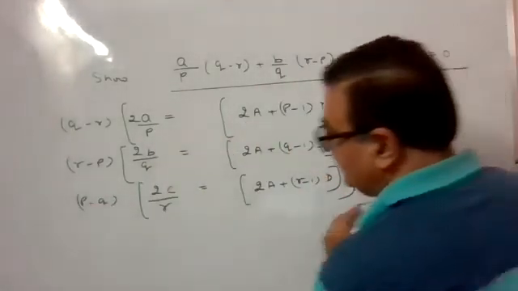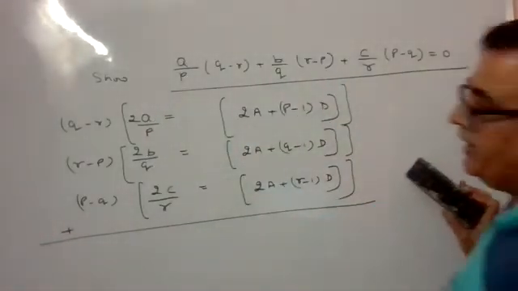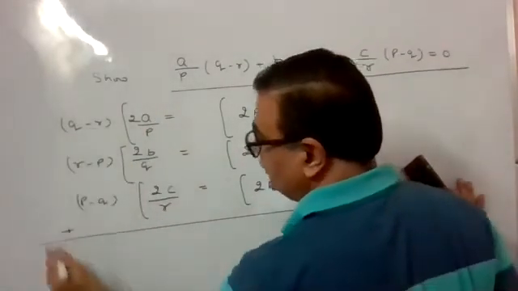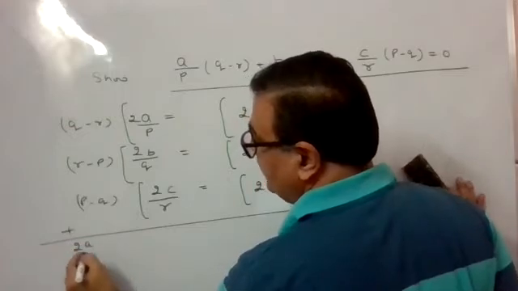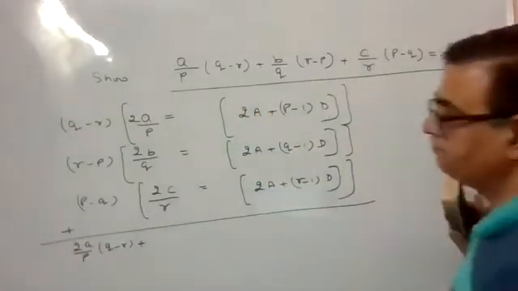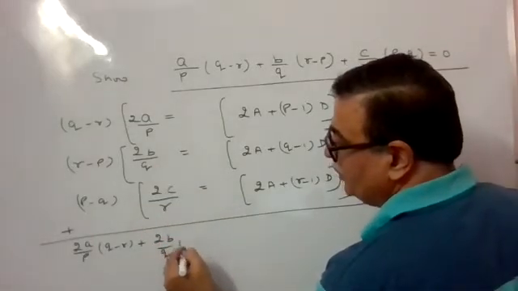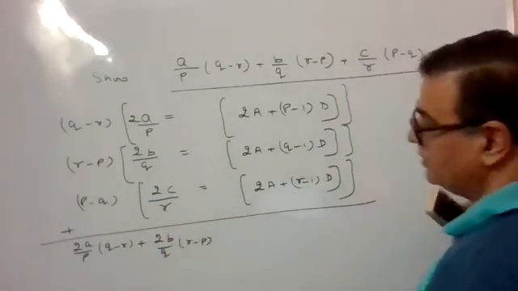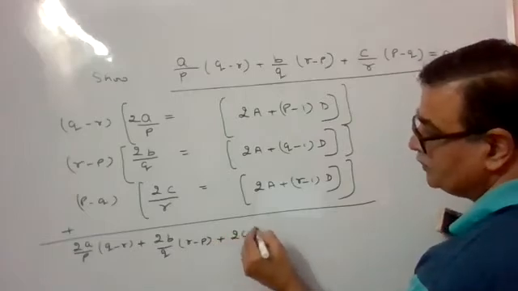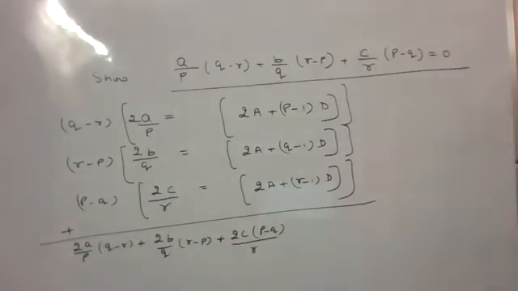Now we add these 3. When you add this, it will come this into this. That is 2A by P into Q minus R, plus this sum twice B by Q into R minus P, plus 2C into P minus Q by R is equal to.